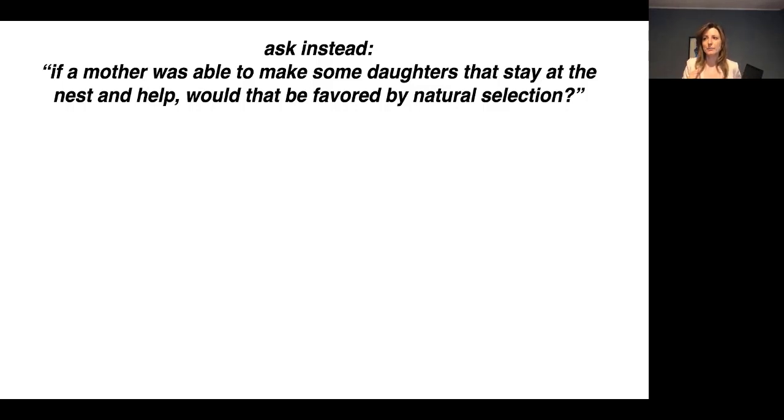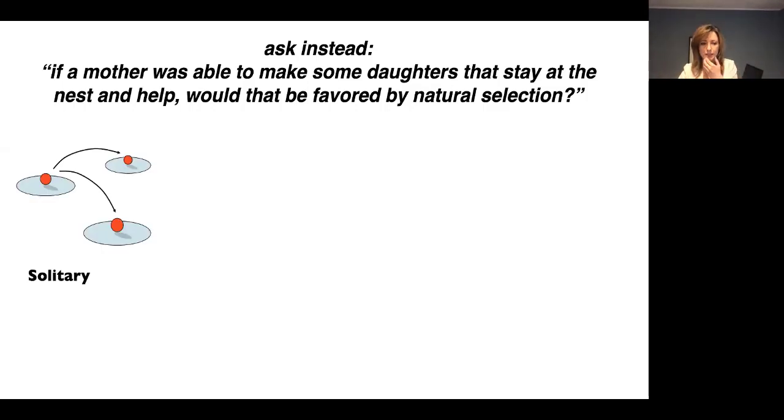Because the daughters help their own mother, these workers don't go from colony to colony offering their services to anyone, saying, I will forgo my reproduction to help anyone out there in the world. They just do that for their own mother in their own colony. We thought, well, what if we turn it around? Obviously these daughters are made by that mother, and her genetic material is shaping their behavior. So what if a mother was able to make some daughters that stayed at the nest and helped? Would that be favored by natural selection?